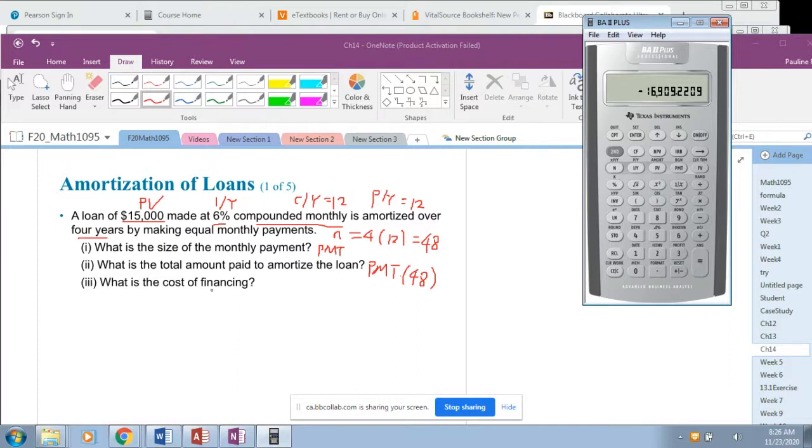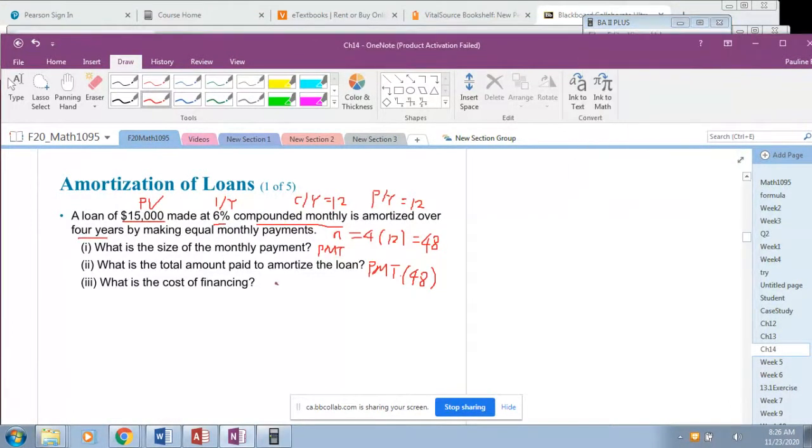Last question, what is the cost of financing? You use the answer from question 2 minus the original loan. That is the cost of financing.